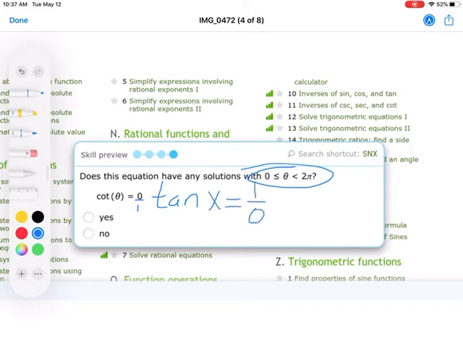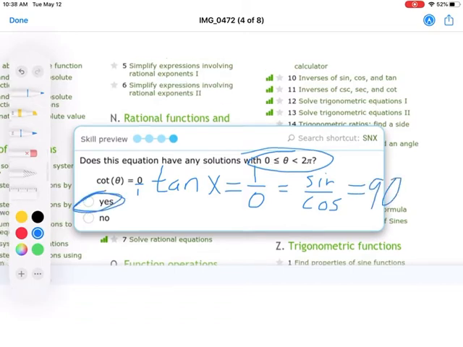And we just said that the tangent is sine over cosine. We actually just did this exact same question. Where is the sine 1 and the cosine 0? We said that's at 90 degrees. Sine is 1 at 90 degrees, so cosine is 0 at 90 degrees as well. So 90 degrees would be my answer here. So does this have a solution? Yes, it does, absolutely.